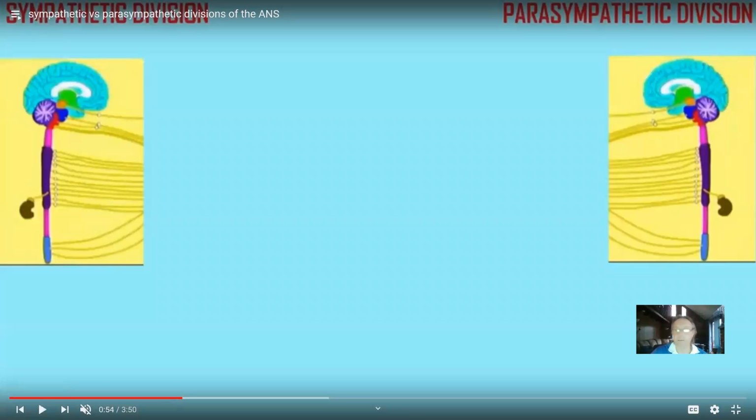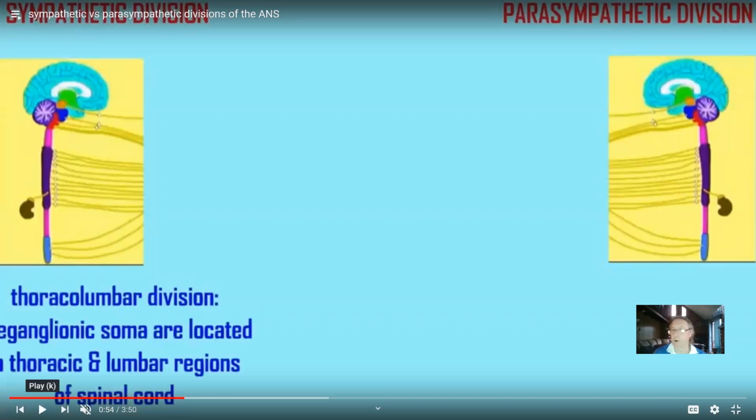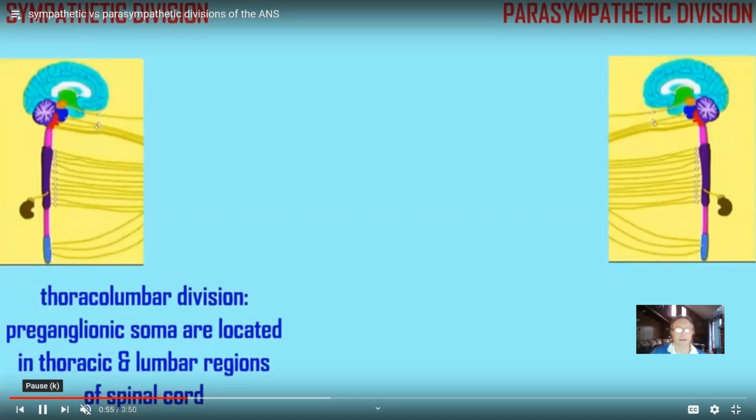How do they differ? Well, functionally, that's easier to talk about. What's the difference between an emergency versus not? But let's talk anatomically for right now. The sympathetic division on the left is also called the thoracolumbar division because it has its preganglionic soma in the spinal cord in the thoracic and lumbar region.